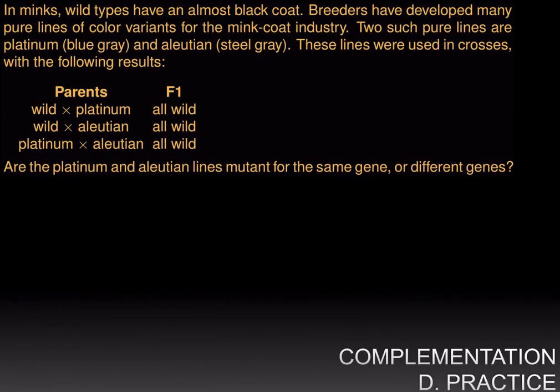Finally, you should practice with this problem. In minks, wild types have an almost black coat. Breeders have developed many pure lines of color variants for the mink coat industry. Two such pure lines are platinum, blue-gray, and Aleutian, steel-gray. These lines were used in crosses with the following results. Are the platinum and Aleutian lines mutant for the same gene or different genes?